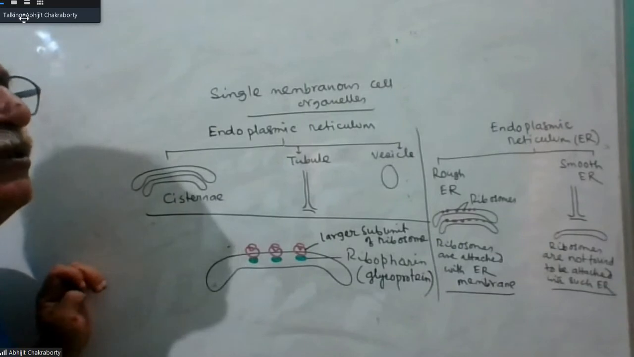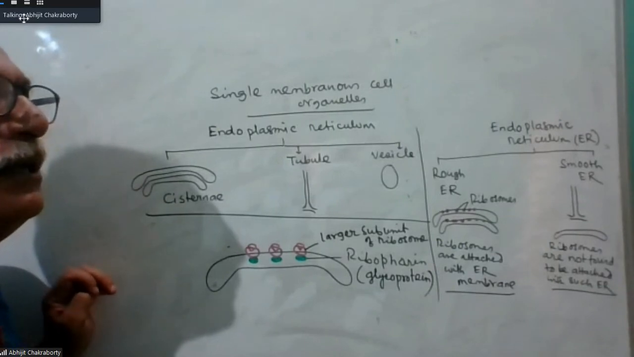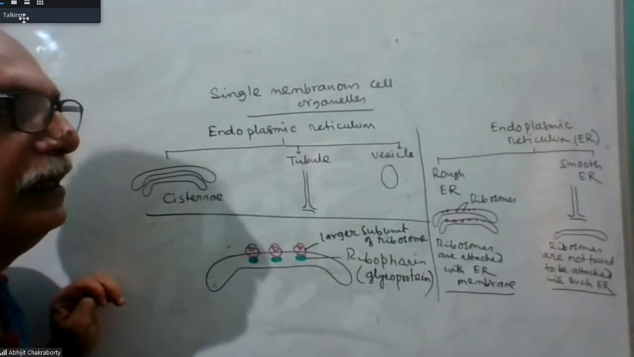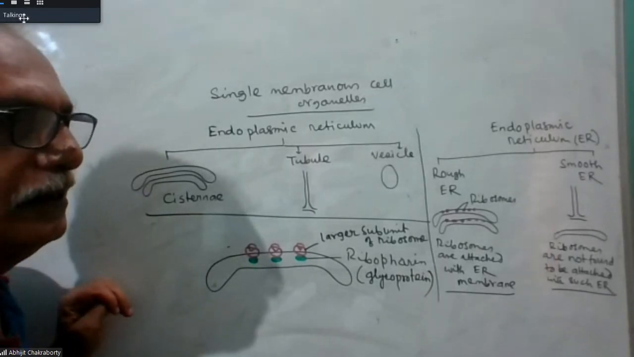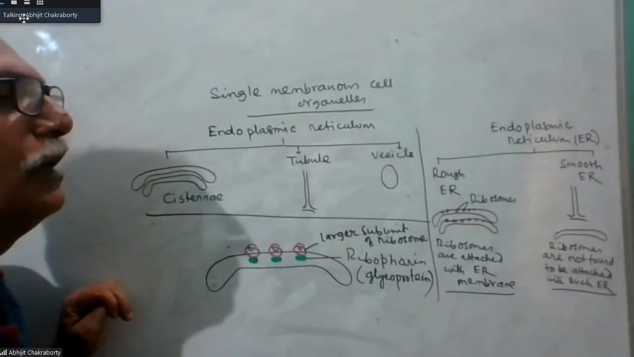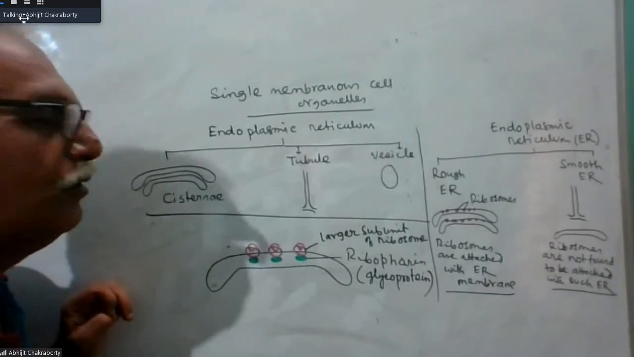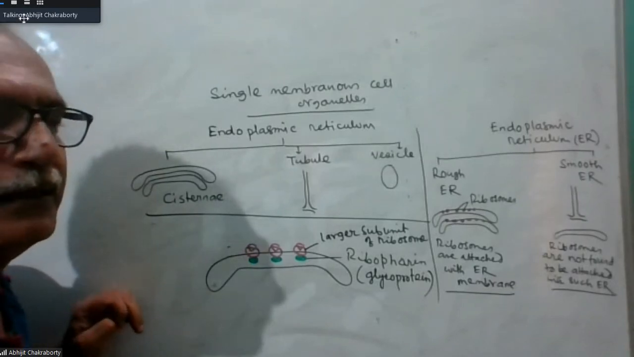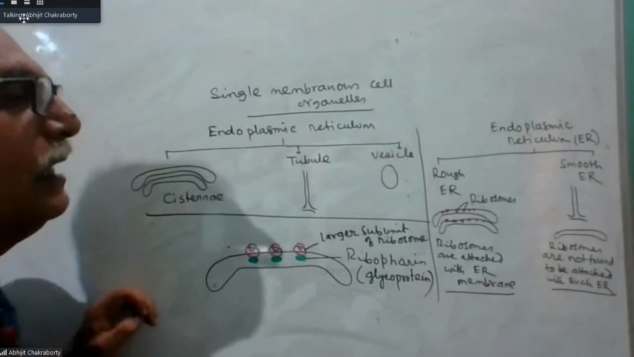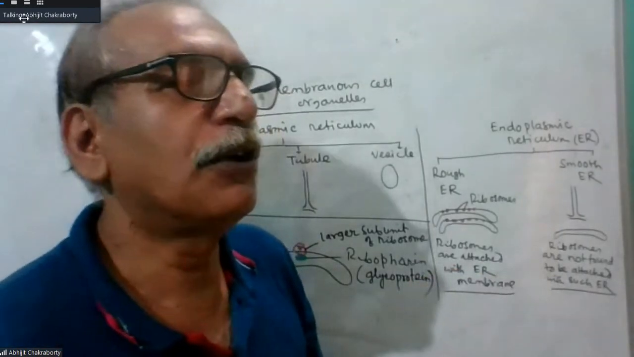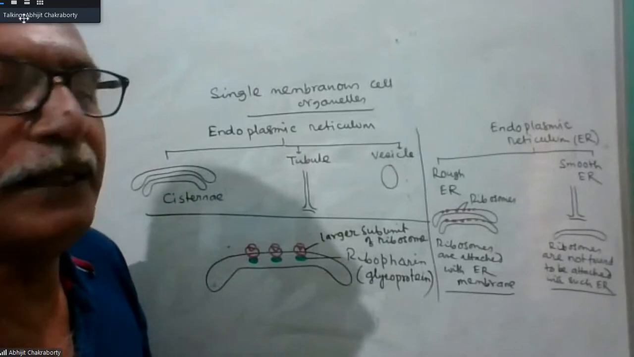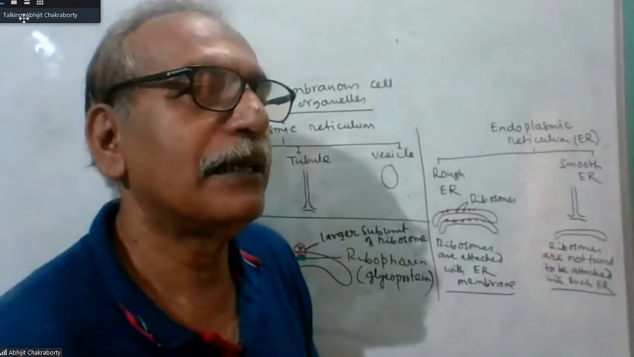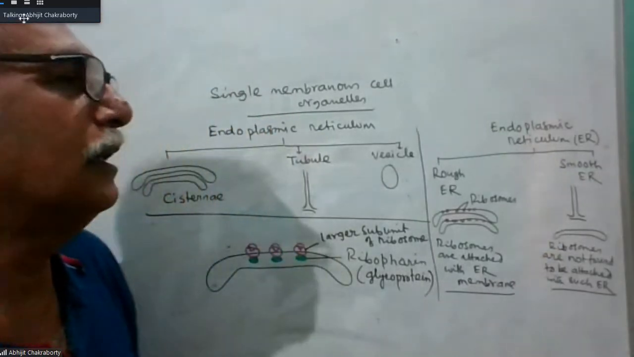In those organs where the rate of protein synthesis is maximum, suppose in the liver and in the pancreas, more and more proteins are required to be synthesized. So the amount of rough ER is found to be more in the pancreas and liver. On the other hand, smooth ER is concerned with the synthesis of steroids and lipids. So in the adipocyte cell, you will get more smooth ER. Is it clear to you?